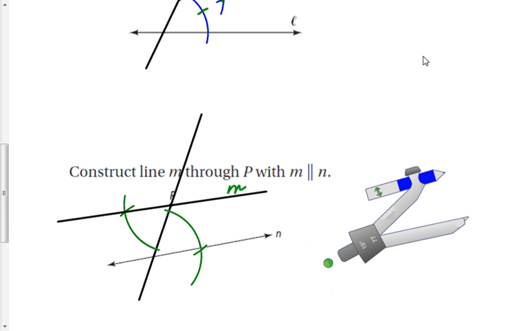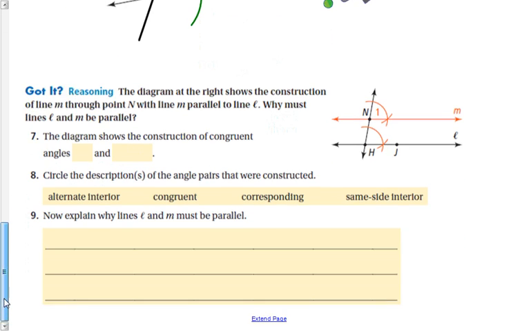All right, in this construction, I drew a transversal first through point P that intersected line N anywhere. Then I created arcs to make sure that these two angles would be congruent. And so now I'm using the converse of the alternate interior angles theorem to create these. All right, answer these questions, and I'll check back with you.